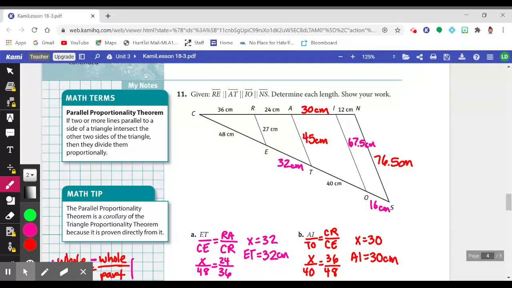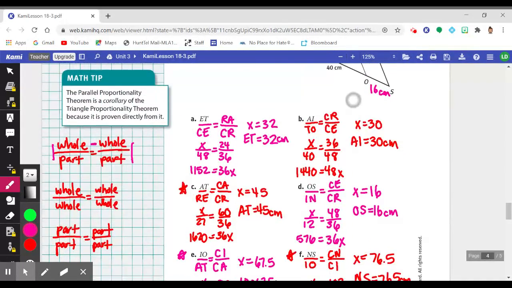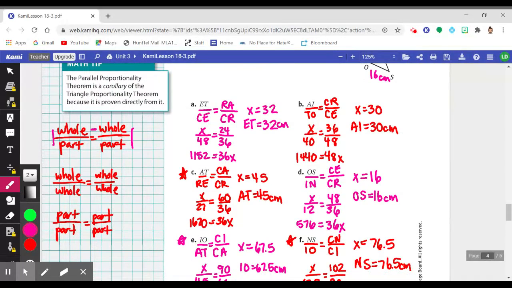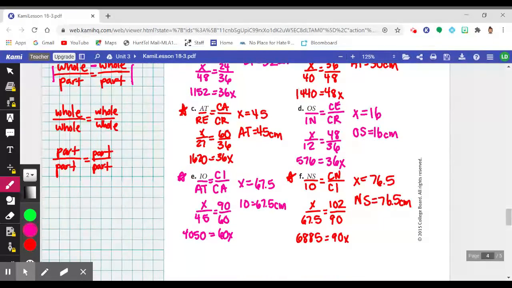Well, then in the second ratio, I had to choose another side that's on the same triangle that IO is on. So I chose another whole side, CI. Well, then I had to figure out what corresponded to CI, but was also a whole side of the same triangle that AT is on. And I chose CA. So IO corresponds to AT and CI corresponds to CA. Used cross multiplication and found 67.5 centimeters.